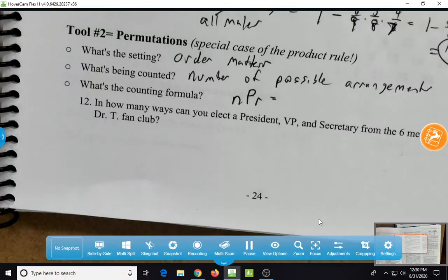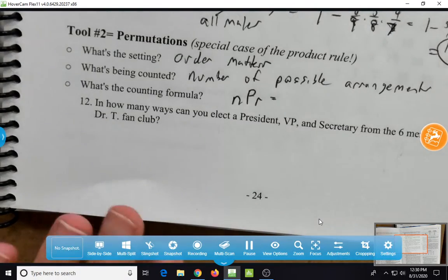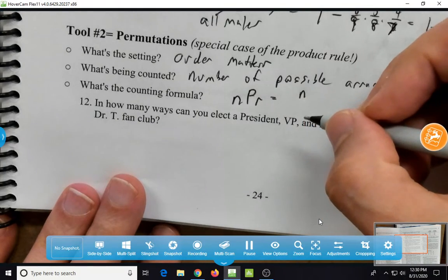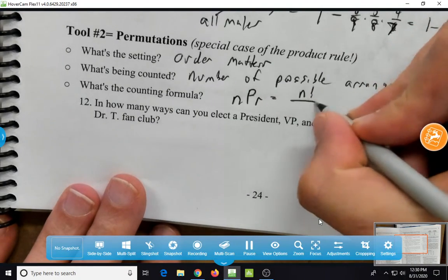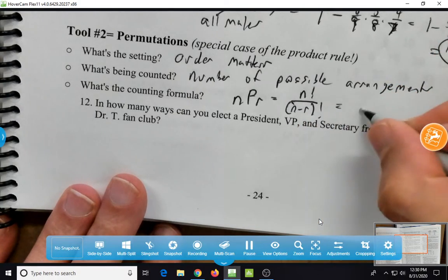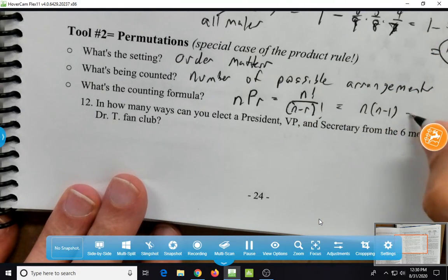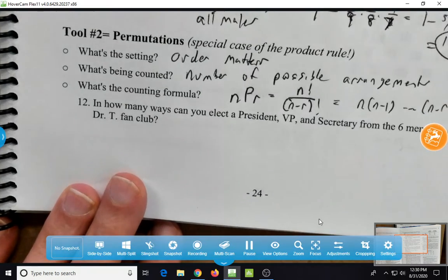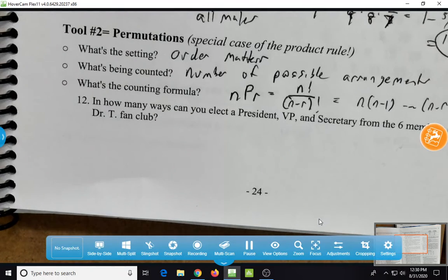So in this case, you would have n factorial over n minus r factorial, which is another way of saying n times n minus 1 out to n minus r plus 1. So 10 factorial over 7 factorial, 10 times 9 times 8.